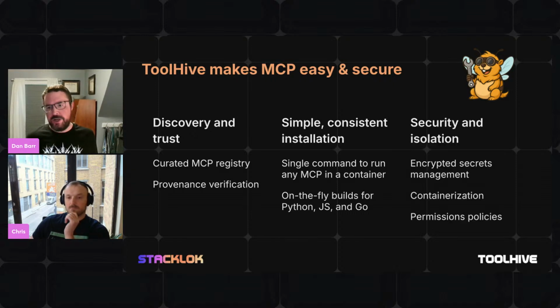And finally, security and isolation. Obviously, containerization brings with it isolation, right? Now that MCP server is running in its own little bubble, it can't access things on your file system unless you explicitly mount them in. ToolHive includes encrypted secrets management. So it's going to encrypt those secrets and securely pass those into the containerized MCP server. And permissions policies, so we can control file system access. And also, we've got coming out really soon egress network filtering for MCP servers, so you can control what they can actually connect to in the outside world.